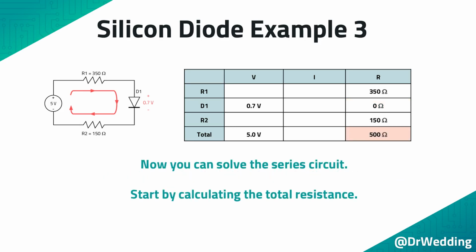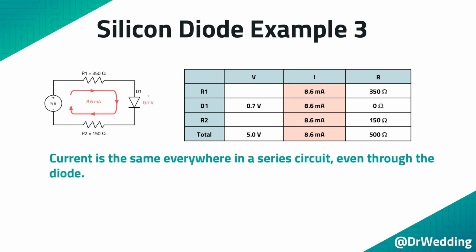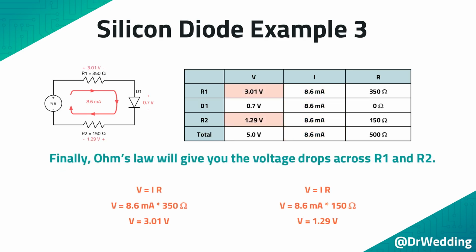Now you can solve the series circuit. Start by calculating the total resistance. Remove the threshold voltage from the total voltage. And calculate the total current using the equation below. Current is the same everywhere in a series circuit, even through the diode. Finally, Ohm's law will give you the voltage drops across R1 and R2.